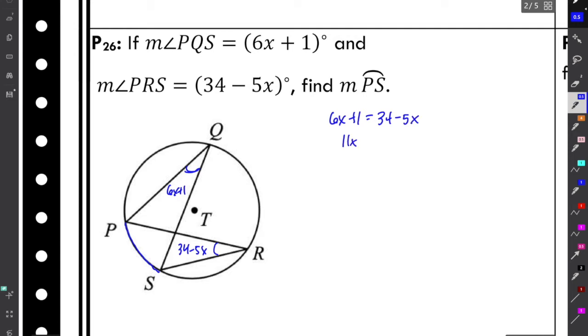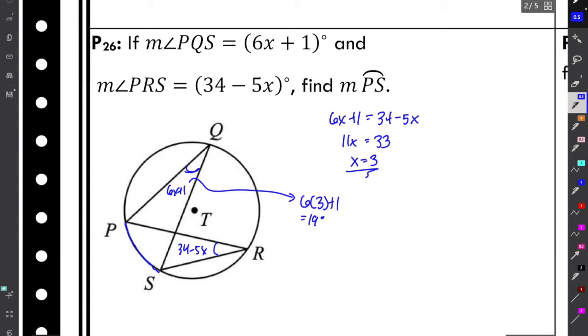So adding 5x to both sides and subtracting 1 from both sides, you get that 11x is equal to 33. So x is equal to 3. Now, to find the measure of arc PS, we're going to first find one of these measures, okay? So let's just look at that. Look at this one, 6 times 3 plus 1. That's 18 plus 1, so it's 19 degrees.